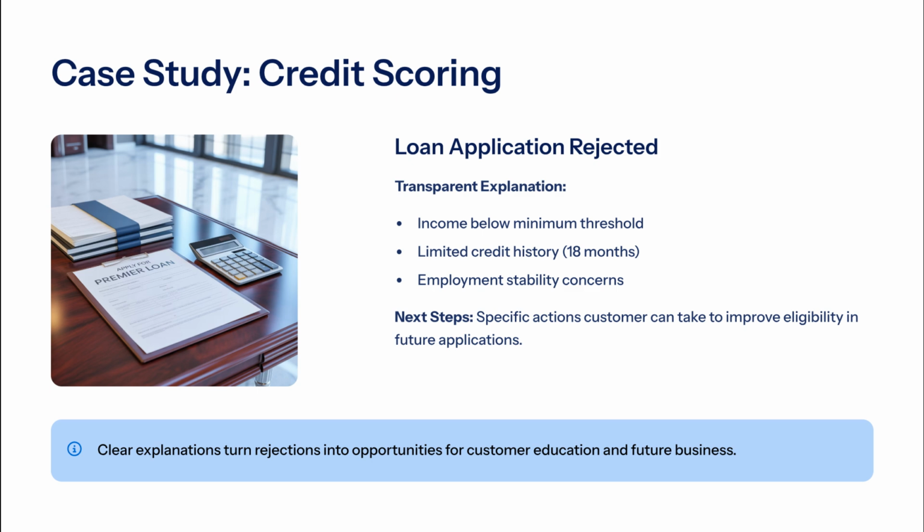"In your case, your income was below the threshold and your credit history is only 6 months long. If you continue building your history and reapply in a year, your chances will improve." Notice what happens here? The rejection becomes an opportunity. Instead of losing a customer, you build trust and maybe even earn long-term loyalty.